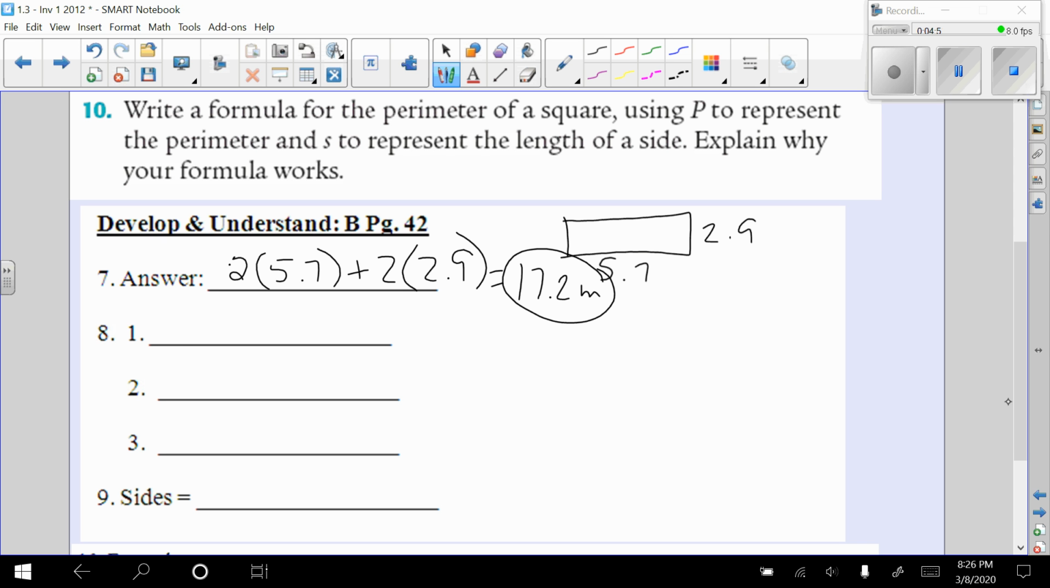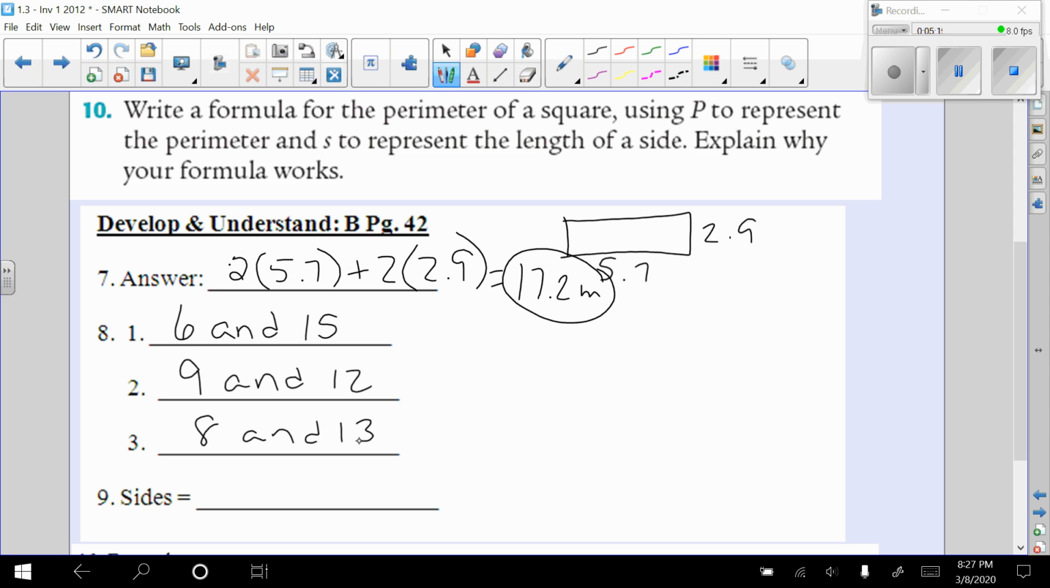Here's a couple. I could say that the width is 6 and the length is 15. Because if I do 2 times 6, that's 12, and 2 times 15 is 30. 12 plus 30 is 42. I could say that I have 9 and 12. Again, check it. Is 2 times 9 plus 2 times 12 really 42? How about 8 and 13? There are actually 10 possibilities here.